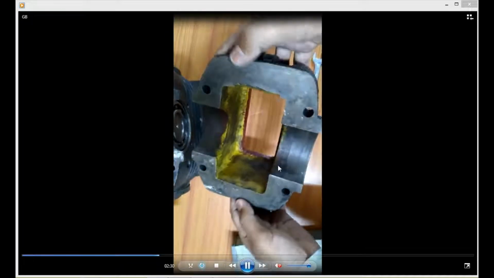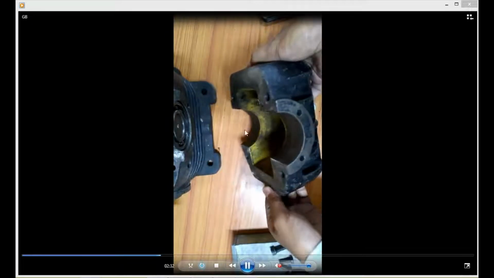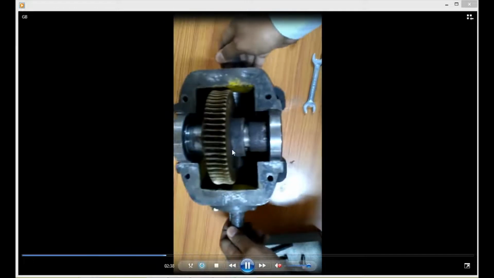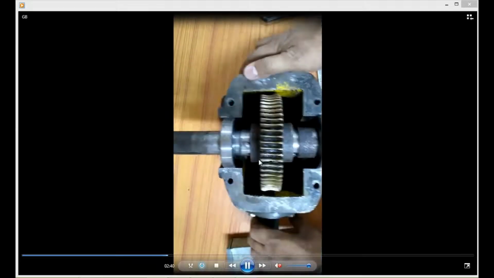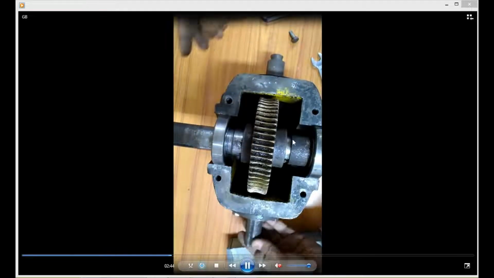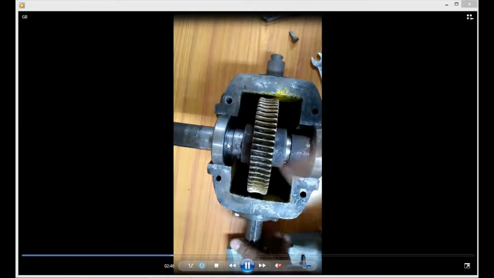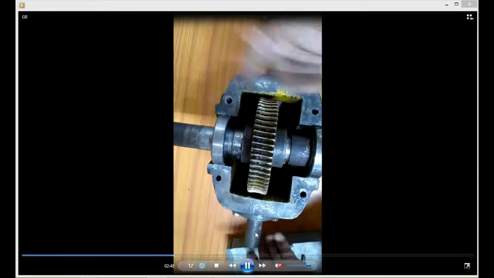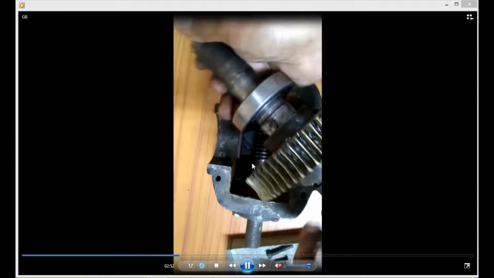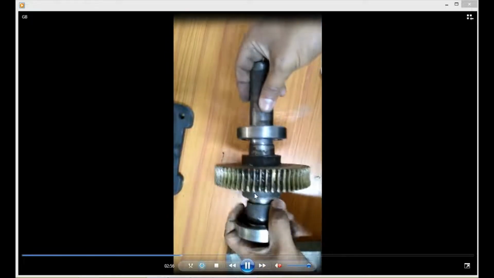So this is a part of the upper casing. Half of the bearing is present in the upper casing, and the other half of the bearing is present in the lower casing. And this is a worm wheel, right? And there are two bearings, bearing 1 and bearing 2. You can rotate the input shaft, and then the output shaft rotates. Then by using this process, you can remove the output shaft with this assembly.